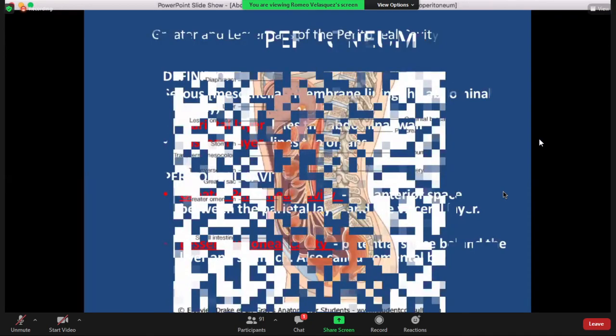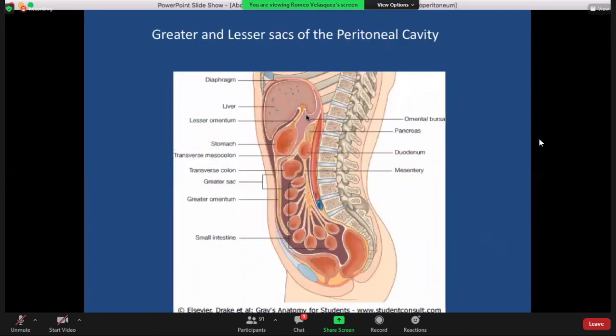So this illustration from Gray's Anatomy will show you the anatomic relationships and the formation of the omental bursa. You see there the omental bursa, the organs involved in the formation of the bursa. That's your lesser omentum. So there is a potential space. The space here is exaggerated.